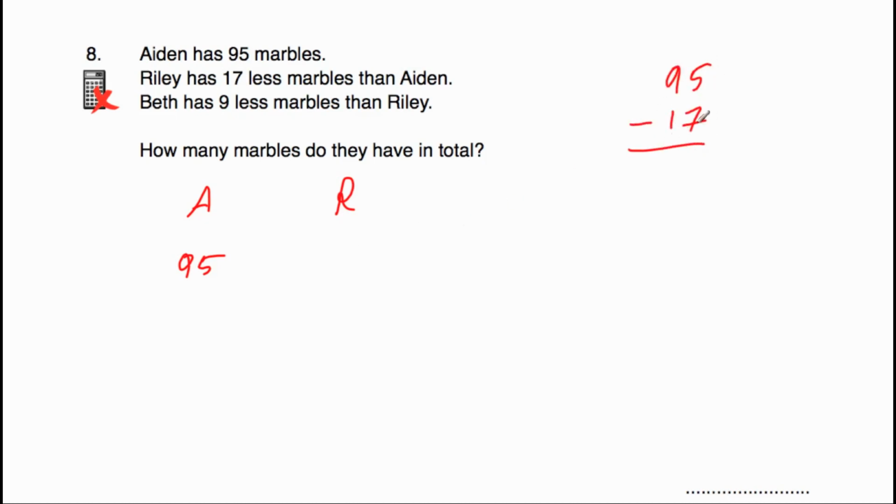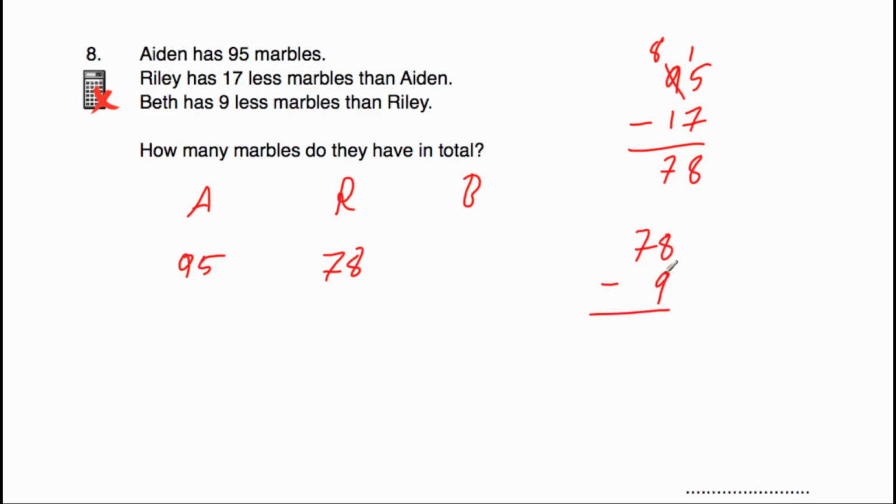So 5 take away 7 we can't do, so let's borrow. So that's 9. So 15 take away 7, that's 8. And 8 take away 1 is equal to 7. So that means that Riley has 78 marbles. And Beth has got 9 marbles less than Riley. So Riley's got 78. So if we do 78 take away 9, we can then see how many marbles Beth has.